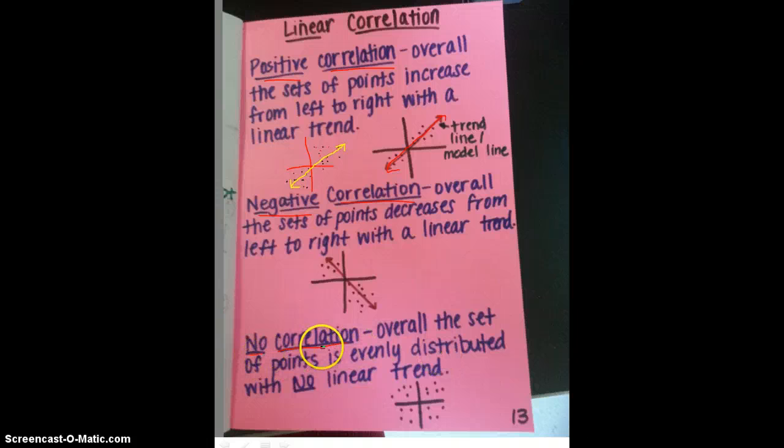And then no correlation is overall the set of points is evenly distributed with no linear trend line. So we can't draw a trend line here because we can't draw one going positive, and we can't draw one going negative. There's no correlation because the points are scattered all over the place. And we can't determine if this graph is positive or if it's negative, if it's going up or down. So that would be a no correlation.